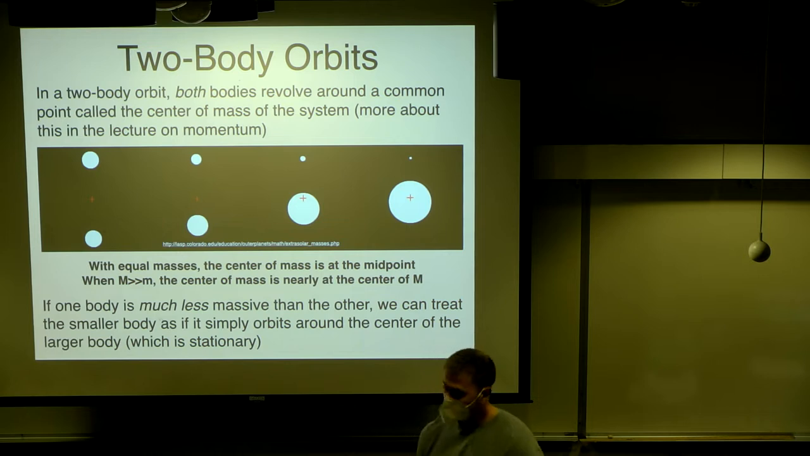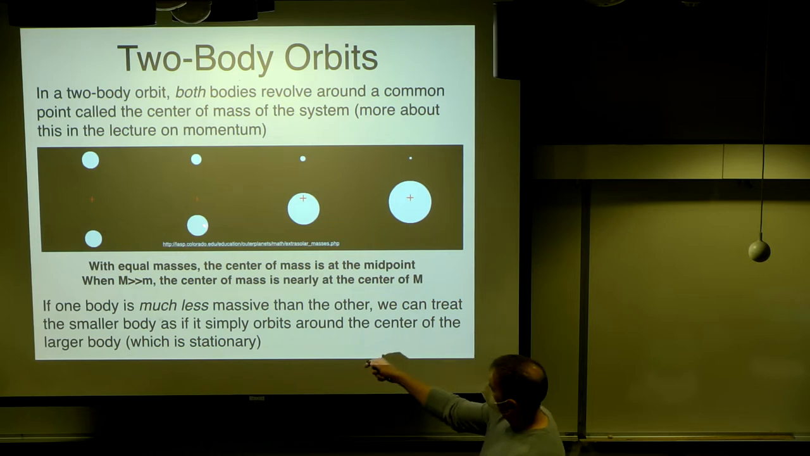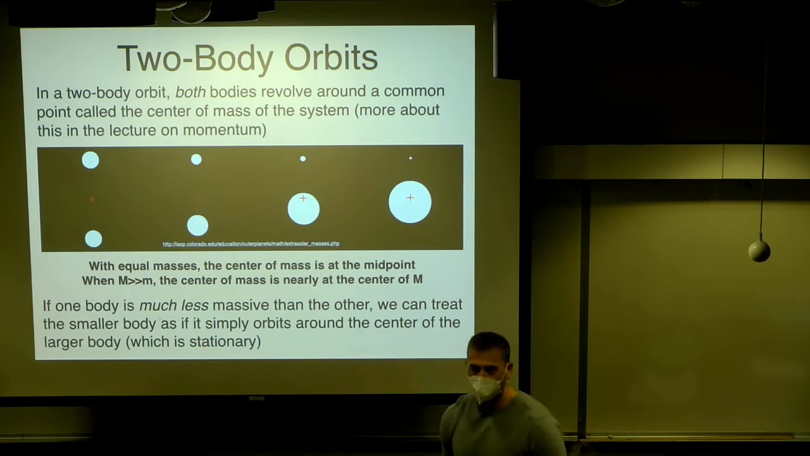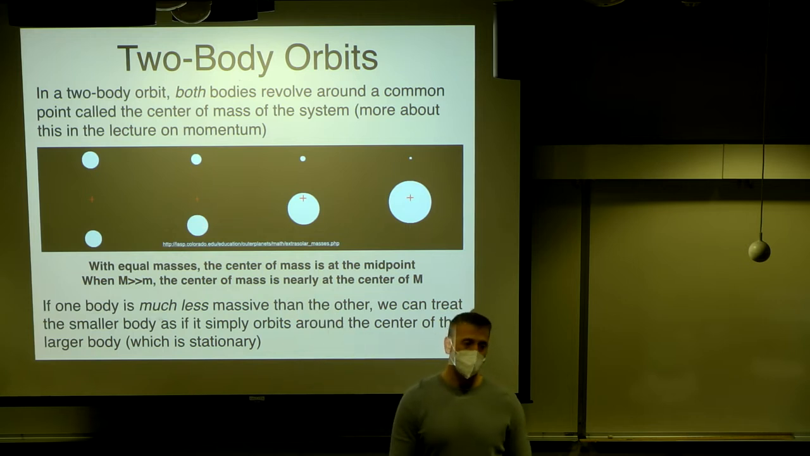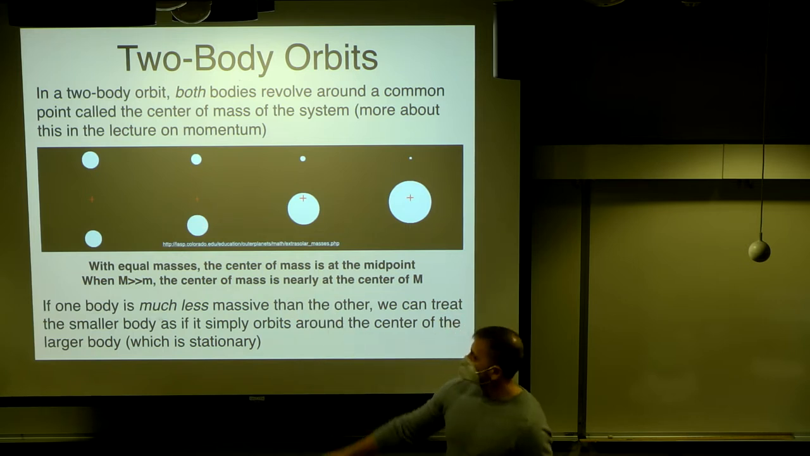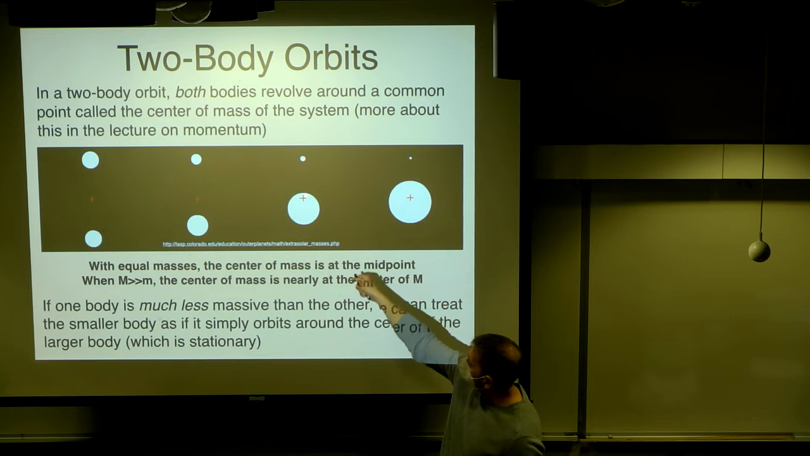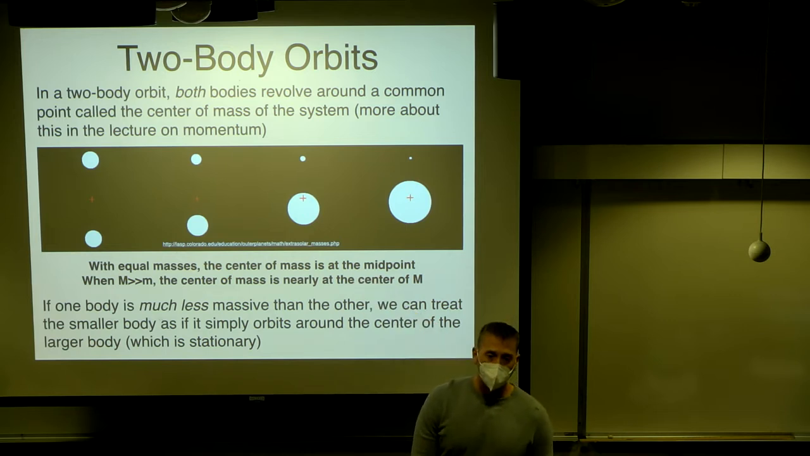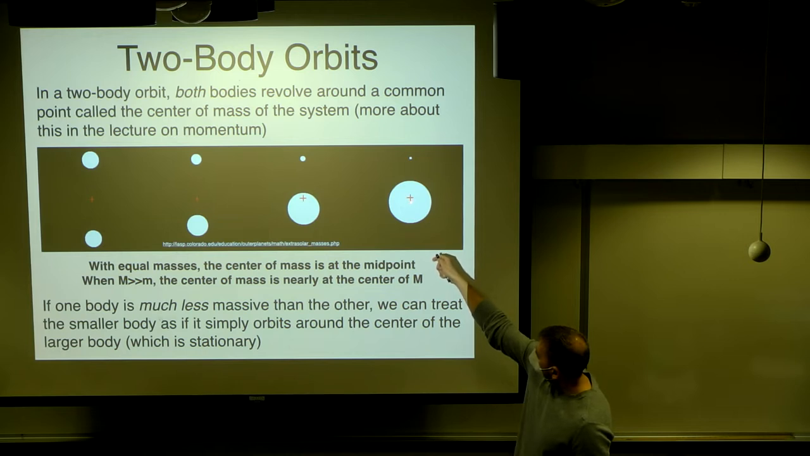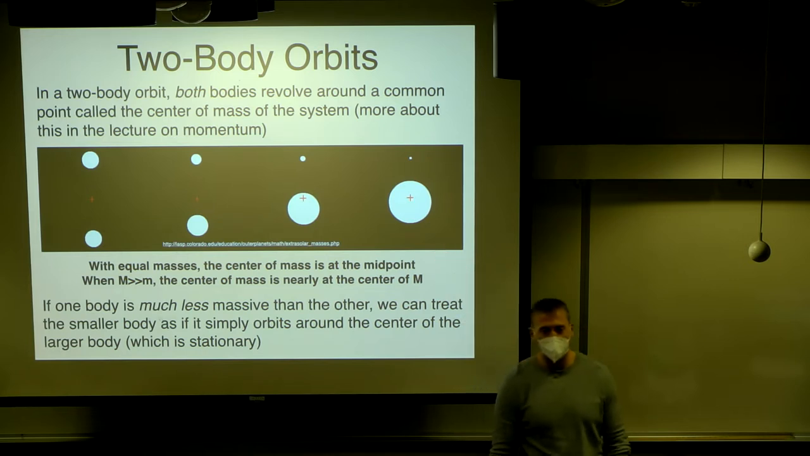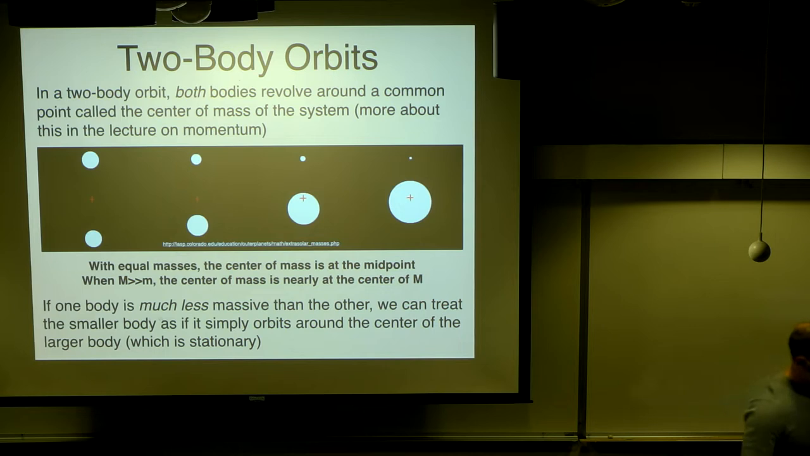In this case, one of the masses is a little bigger than the other, so the center of mass, the red cross right here, is now closer to that bigger mass. Then if we increase the disparity between the masses even more, that red cross gets closer and closer to our bigger mass. So the more massive we make this one, the more the center of mass moves towards the middle of that larger body.